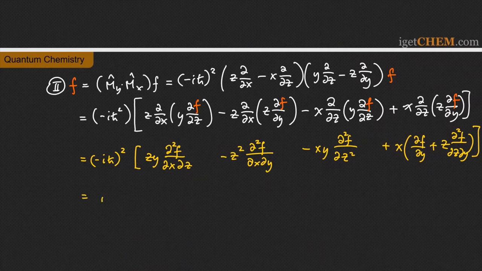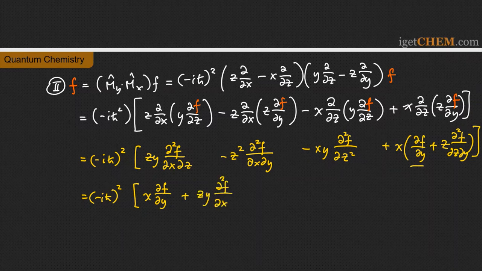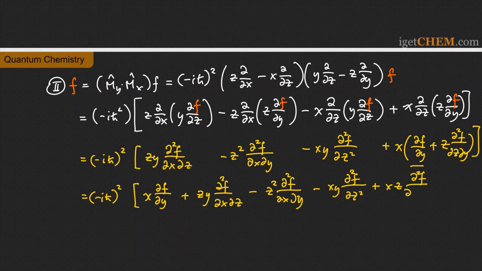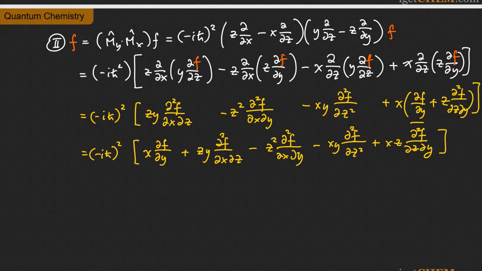Okay, so again, there are five terms as you have in the above. So let me again group together. First of all, take the term that involves only the first derivative of f and write it at the beginning, which is that term, and then the rest are basically zy ∂²f/∂x∂z minus z squared ∂²f/∂x∂y minus xy ∂²f/∂z², and finally plus xz ∂²f/∂z∂y, and that's it. Okay, so again, let me remind myself, this is operator Roman numeral 2 operating on the function f. So this function f is there, there, there, there, and there.